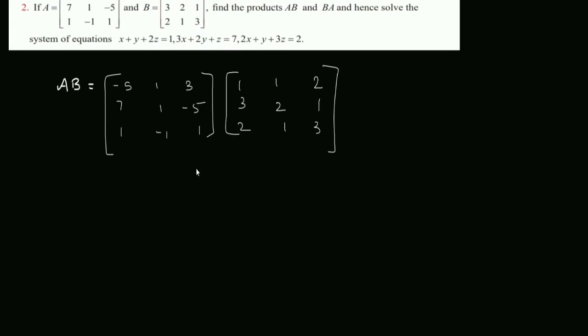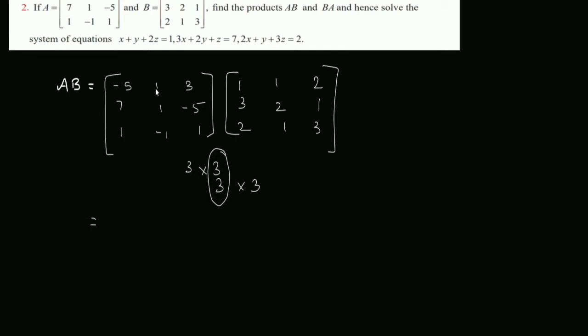So what is the order of this matrix A? 3 by 3. 3 rows and 3 columns. What is the order of the matrix B? 3 by 3. 3 rows, 3 columns. So you can multiply these two matrices. The product is a 3 by 3 matrix. So how do you multiply the two matrices?